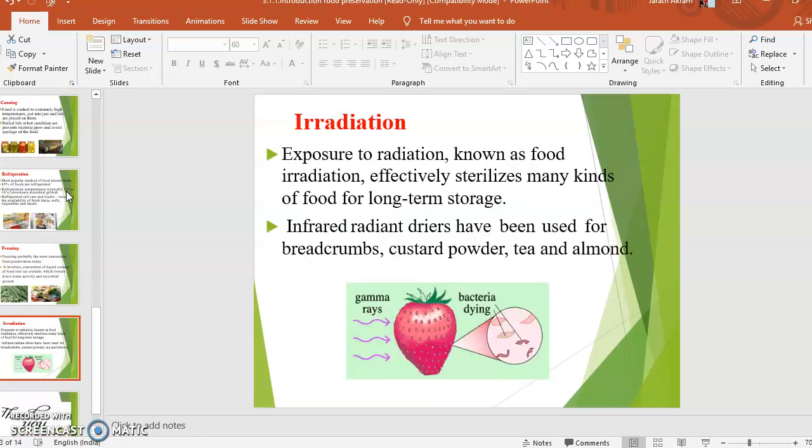The last method is the radiation method. By this method, food materials are exposed to radiation, which effectively sterilizes them for long-term storage. An example is infrared radiant dryers, which have been used to preserve breadcrumbs, custard powder, tea and almond seeds.